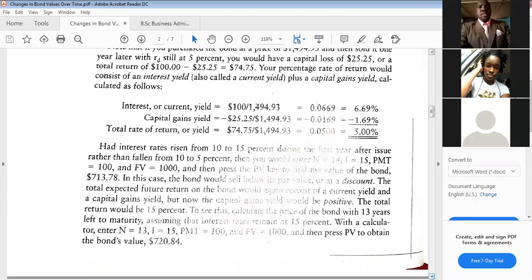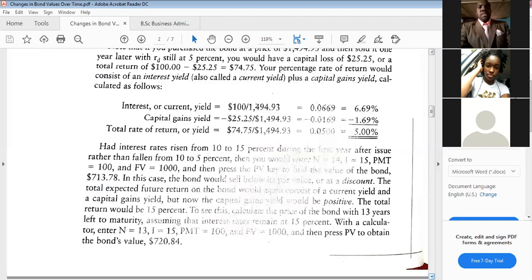Now, what this is saying is that if it was a case where the interest rate was above the coupon rate, right? What this is saying to us is that the bond would have been sold at a what? Discount. Or you call it a discount bond. Right? Good.